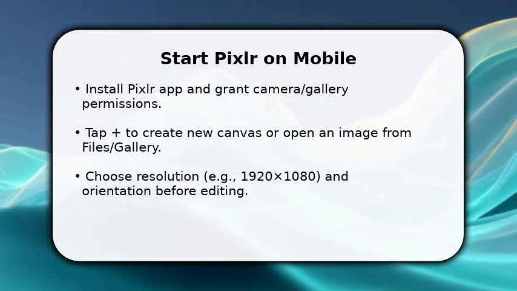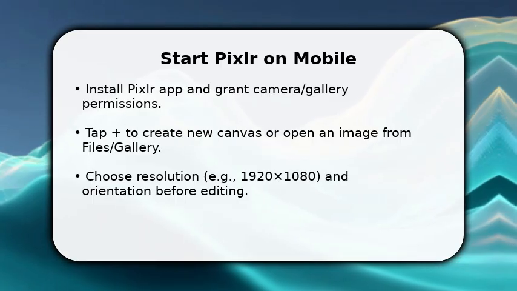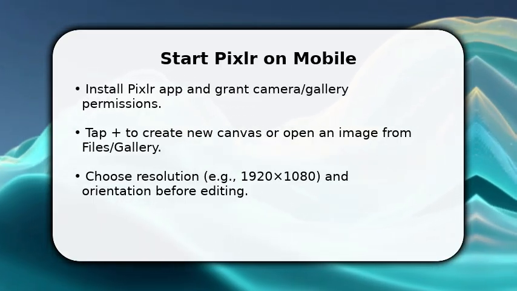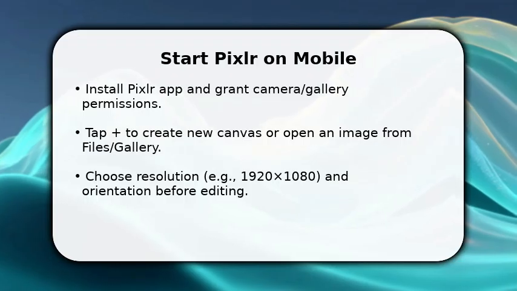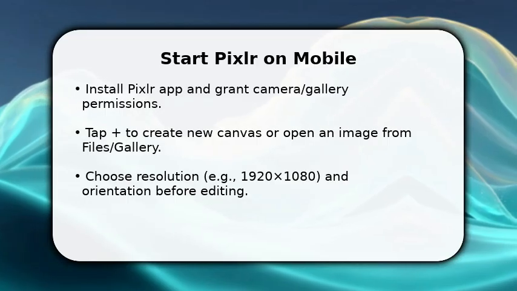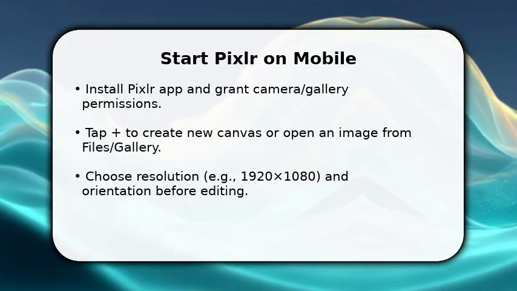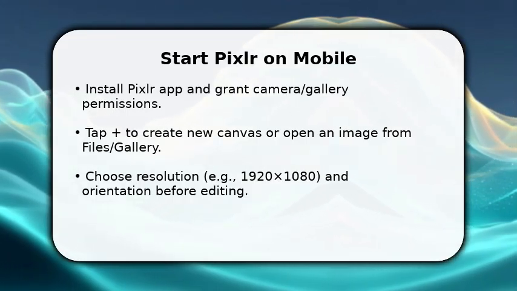Open Pixlr and tap the plus or open button to start immediately. Once done, pick an image or new canvas size. Select a preset like 1920 x 1080 for social posts or custom dimensions for print. Make sure to set orientation and background type so layers behave predictably. You're starting with a clean workspace.